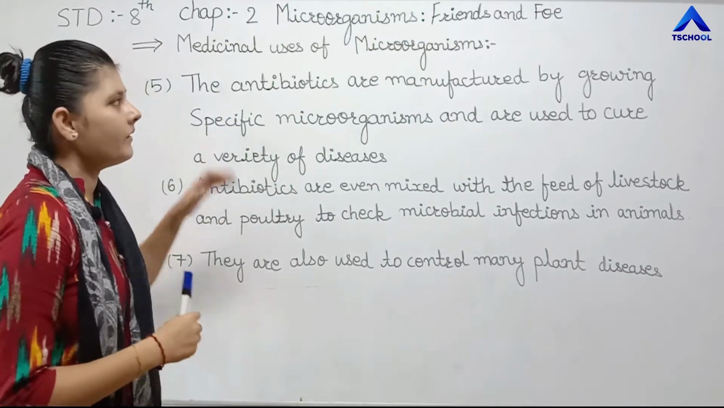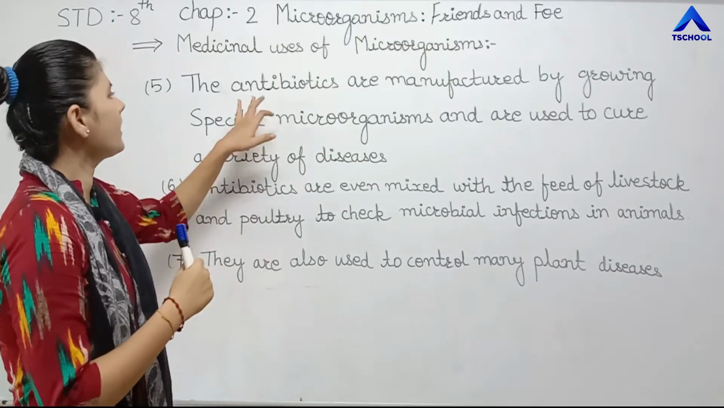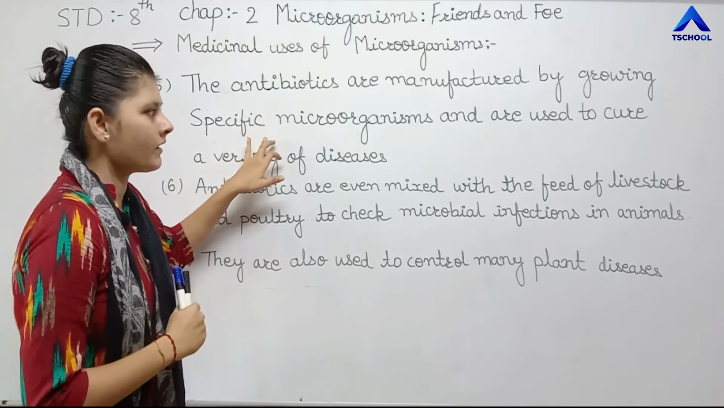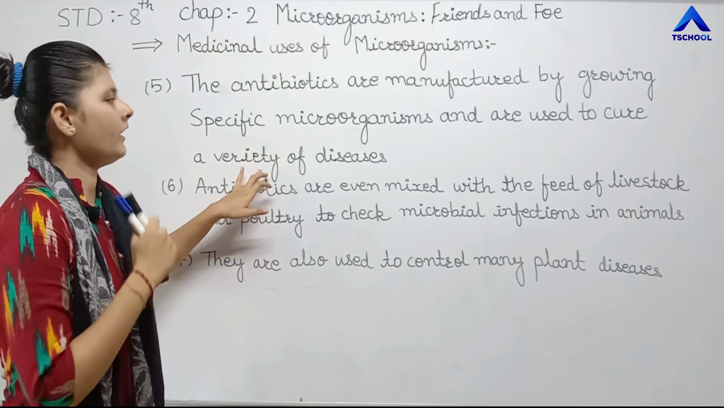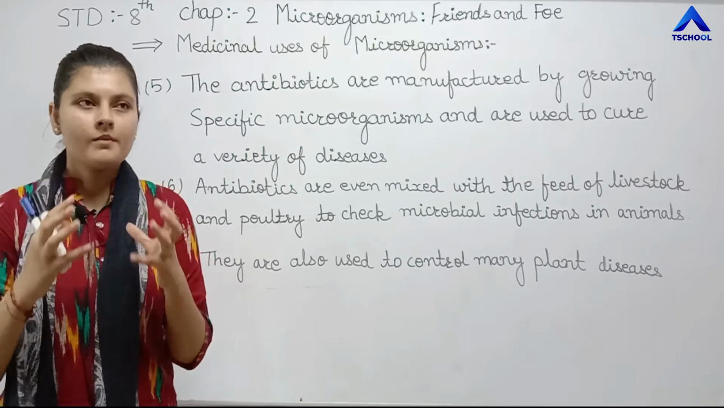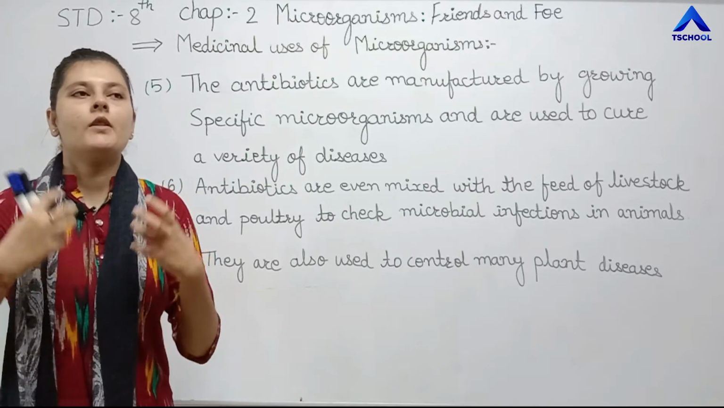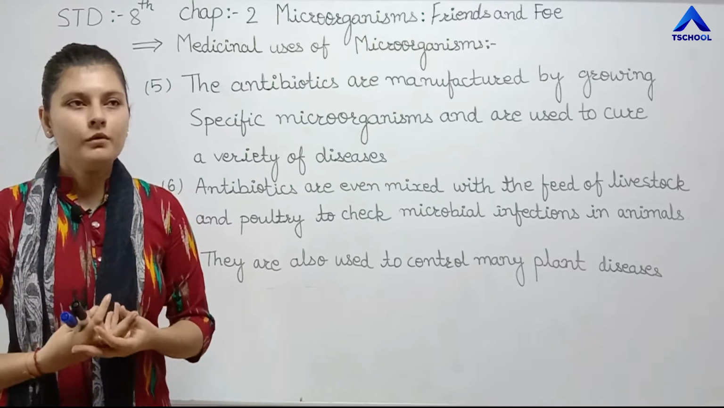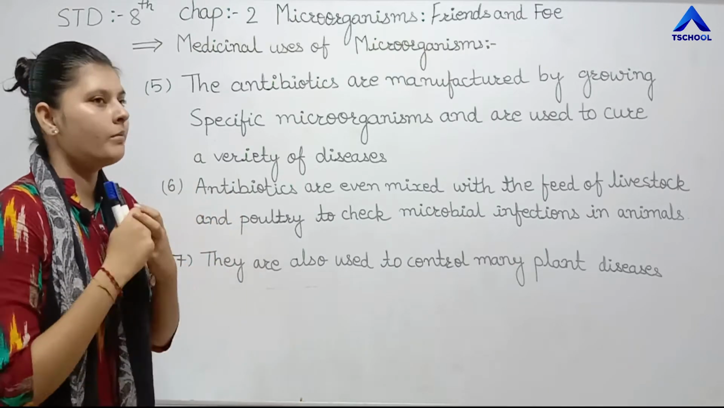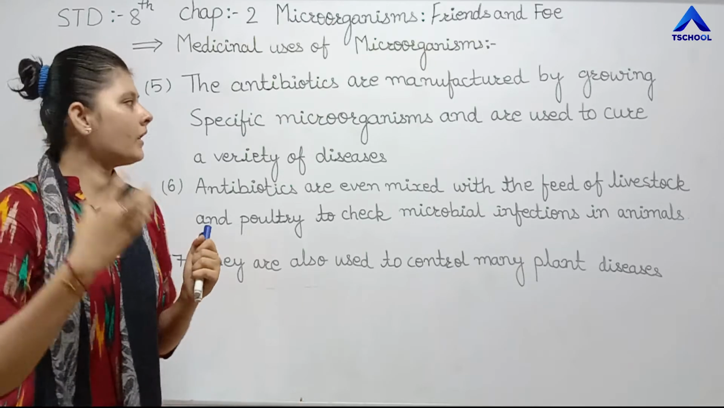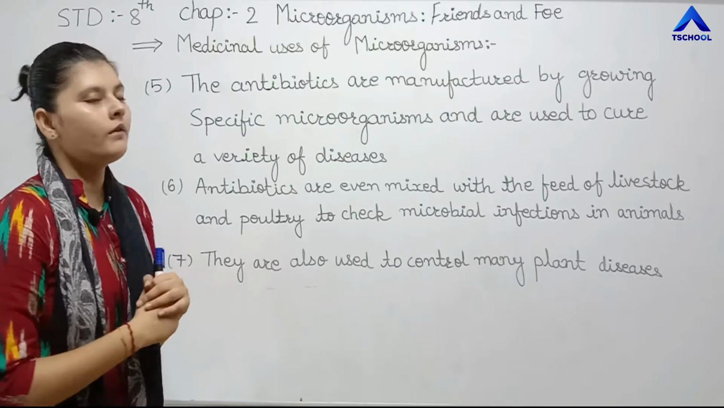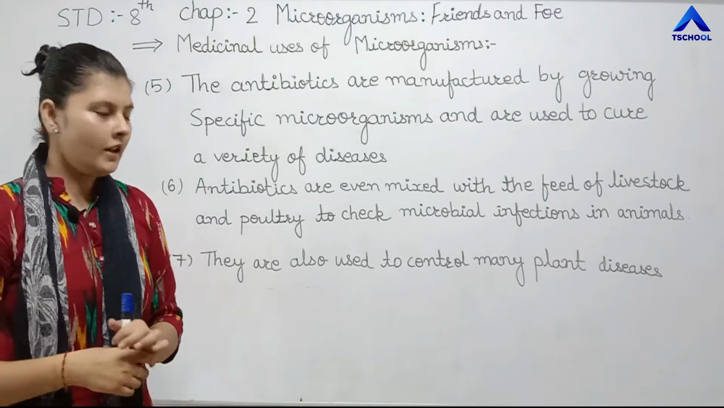Next, antibiotics are manufactured by growing specific microorganisms and are used to cure a variety of diseases. मतलब ये पूरी जो मैन्युफैक्चर होती है, जैसे एनिमल हस्बेंड्री के बारे में हमने फर्स्ट चैप्टर में पढ़ा था, that they are going to give a shelter, then they are giving a food, right? So similarly, antibiotics are manufactured by growing specific microorganisms on a large scale, and then they are using these antibiotics to cure a disease, right?